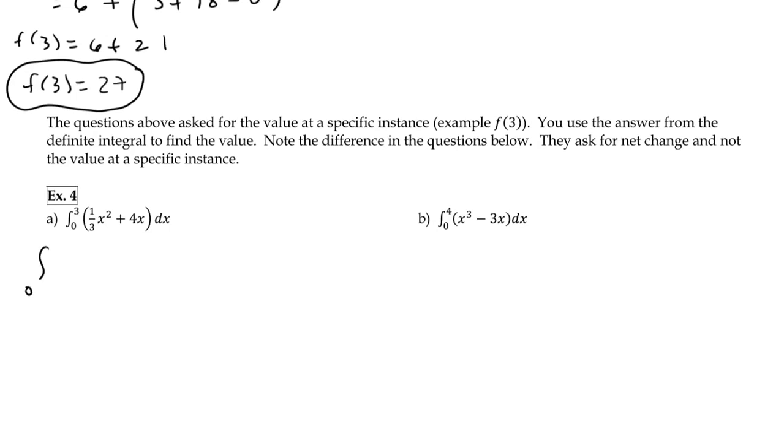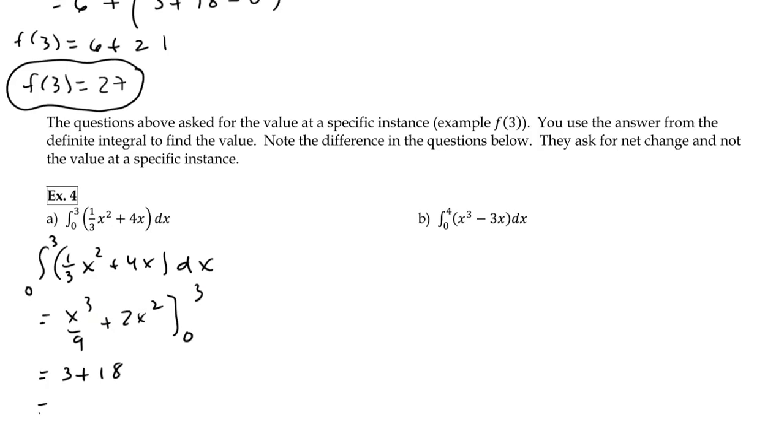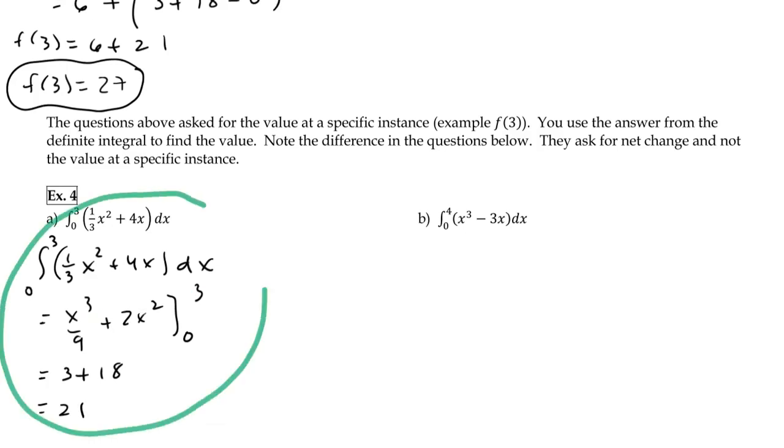This is just asking us to integrate this. So when I integrate from 0 to 3 of 1/3 x squared plus 4x, do you notice I'm not adding on a number to it? I'm just finding this answer. So we did this above. This is going to be x cubed over 9 plus 2x squared from 0 to 3. If I sub this 3 in, 27 over 9 is 3. So 3 plus 18 is 21. This is what we're used to doing. We're used to integrating a definite integral.